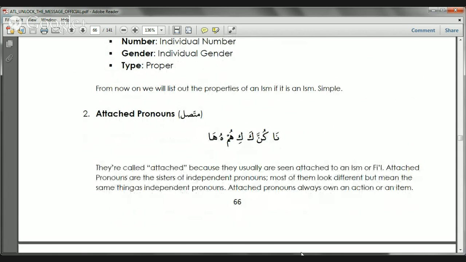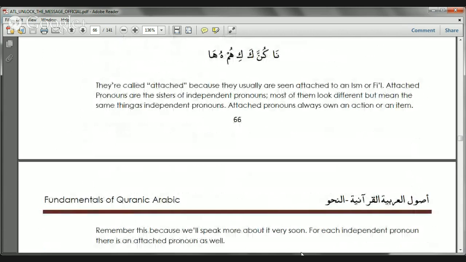Now, attached pronouns always own an action or an item. What do I mean? Pen. How do I say pen? Qalam. How do I say my pen? Qalami. Ya is the attached pronoun. How do you say I in Arabic as a pronoun? Ana. I wouldn't say qalam ana. I would say qalami. That's what it is.